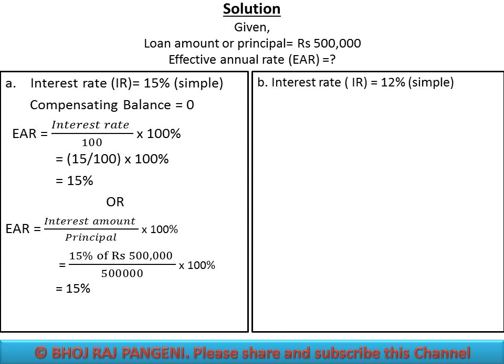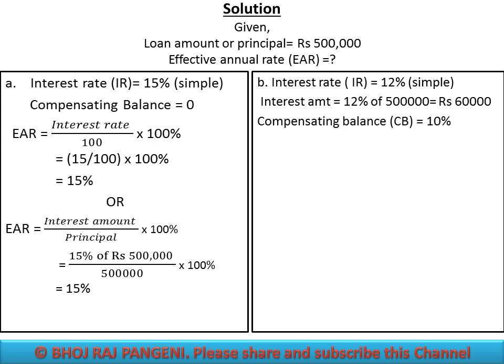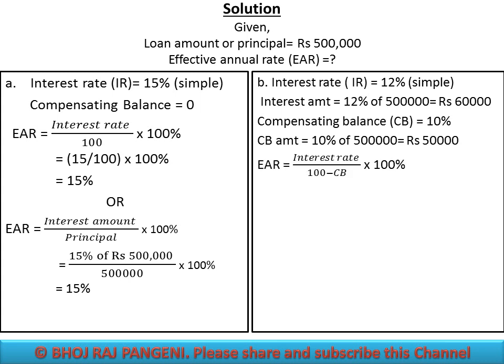For B, interest rate IR equals 12% simple. Then the interest amount equals 12% of 5 lakh, that is 60,000, and the compensating balance is given in this B portion. So the CB equals 10%, that is CB amount equals 10% of 5 lakh, that is 50,000. Now EAR equals the interest rate divided by 100 minus CB. If the CB is given in the question, then always deduct the CB. Interest rate, that is 12%, divided by 100 minus CB 10%. So 12 divided by 100 minus 10 into 100%.